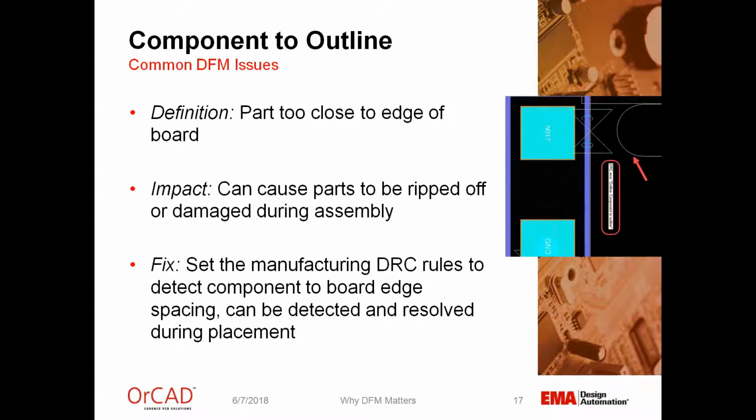Same thing with components to outlines. Here I have a card outline that you see is curved, coming around here, and this component is too close to the card outline. It could result in a part getting damaged during assembly. If it's on a conveyor edge, it could actually be ripped off the board. So again, we would set a rule to look for these types of things and then resolve them during placement, long before we get to fab.